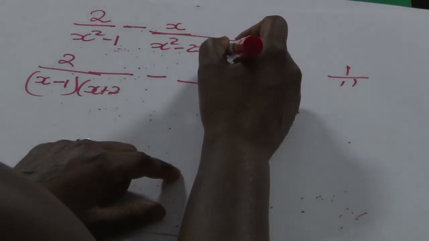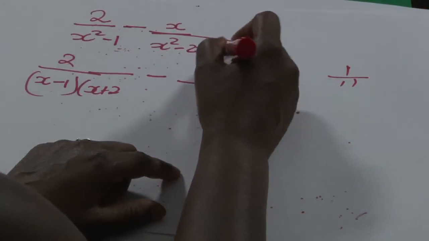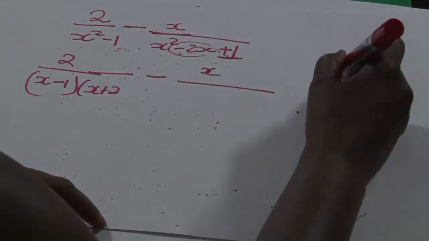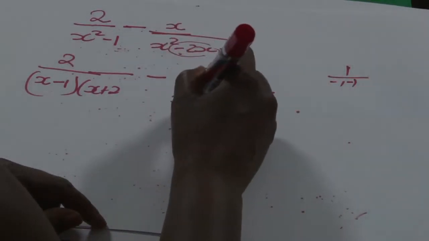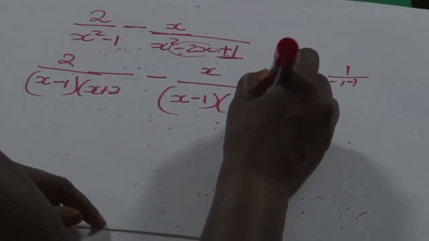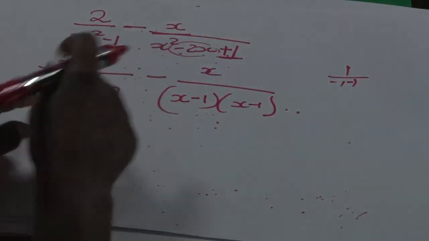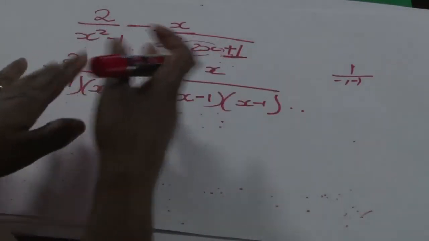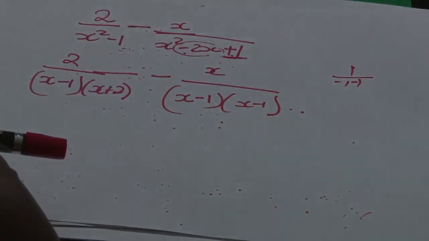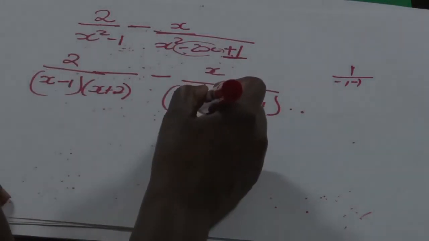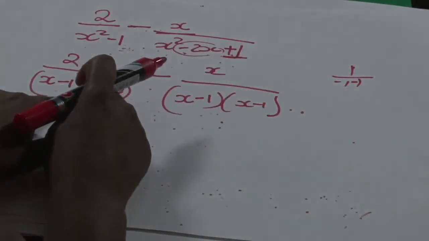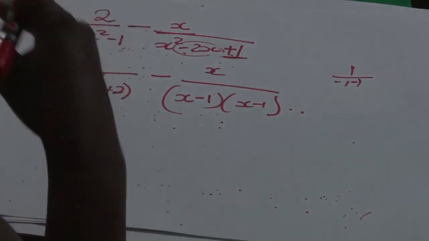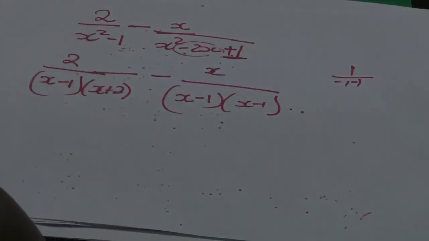Then if c is positive, then both terms will have the same sign, which is negative and negative. So the answer here will be x minus 1 and x minus 1. Now we can check from this one to find the highest common factor. Now x minus 1 and x minus 1 is the same. So we can take this as a common factor. Then from there you apply the rules of adding or subtracting fractions.